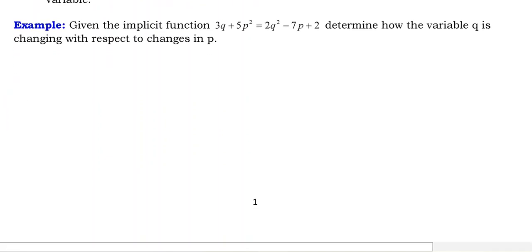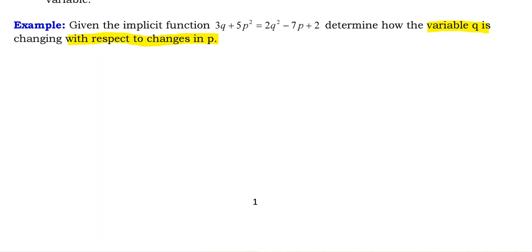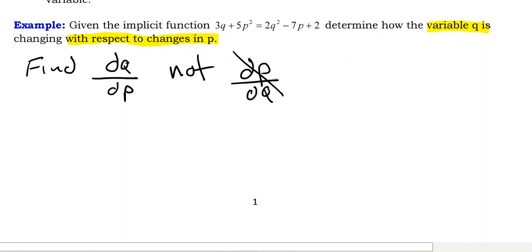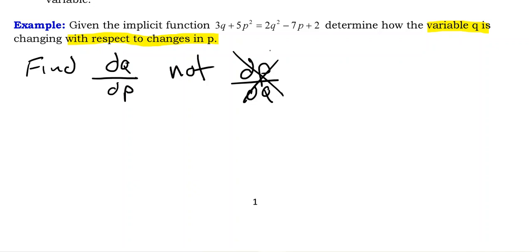Given the implicit function, determine how the variable q is changing with respect to changes in p. So they're saying, how is the variable q changing with respect to changes in p? That is implying that we want to find dq/dp. Okay? In other words, q is the dependent variable, p is the independent variable, not dp/dq. No. All right. So that's the first thing that you need to assess when reading a problem: what is the dependent variable, what is the independent variable.